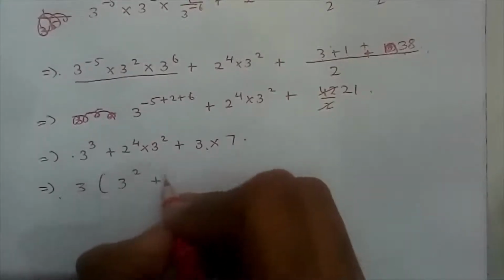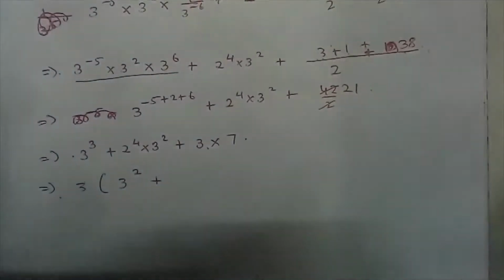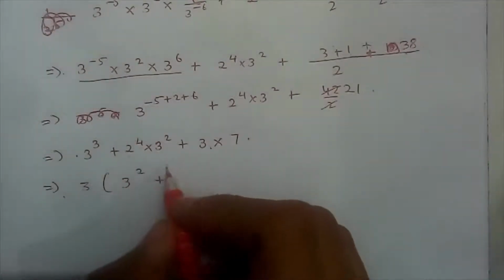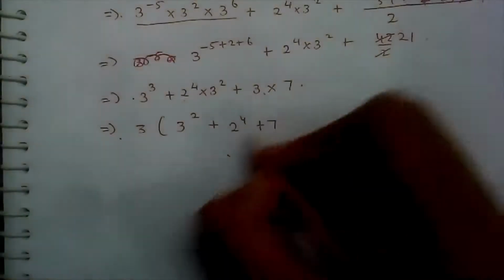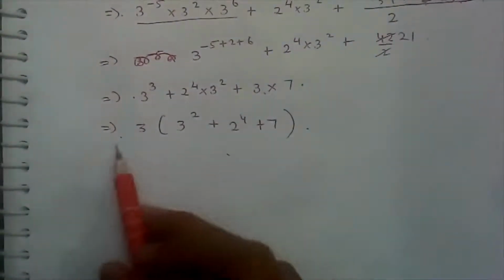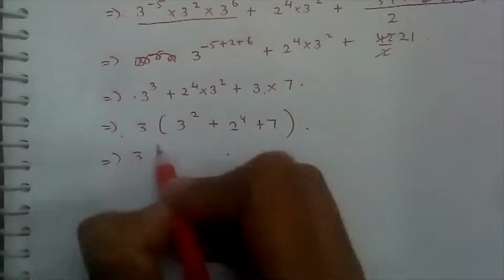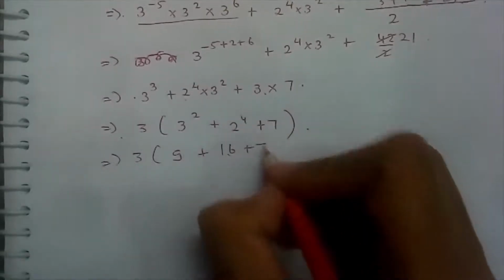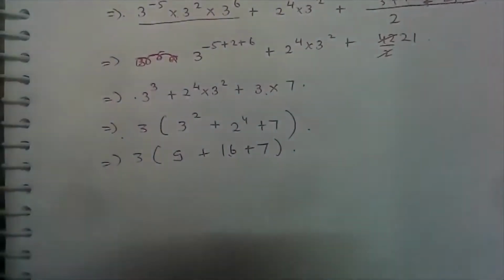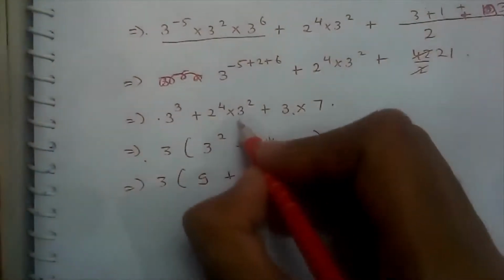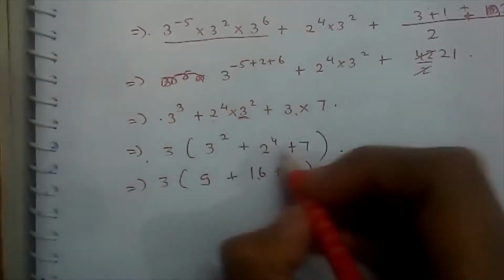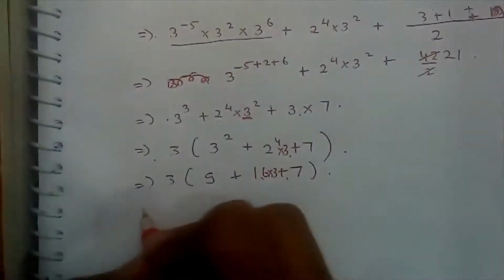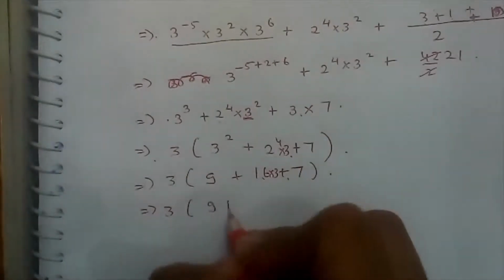plus 3 to the power 2 plus 2 to the power 4 into 3. Okay, we are taking 3 as common, so it will be 2 to the power 4 into 3. Now quickly adding, the 16 3s are 48 plus 7, it will be just like 3 times 64. Okay, 9 plus 7 is 16 plus 48 is equal to 64.